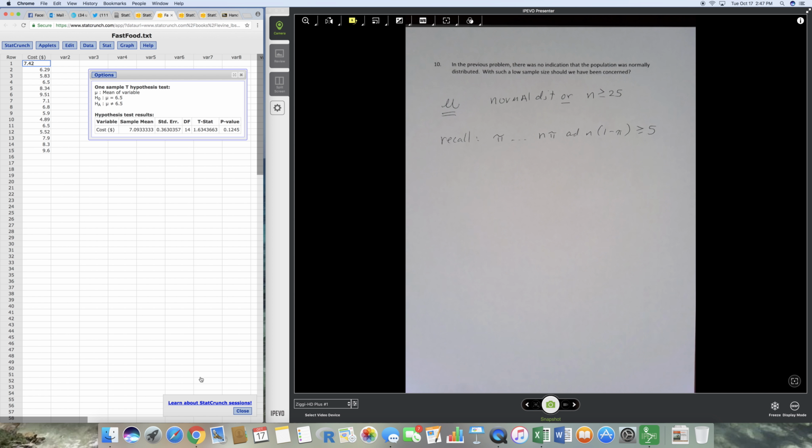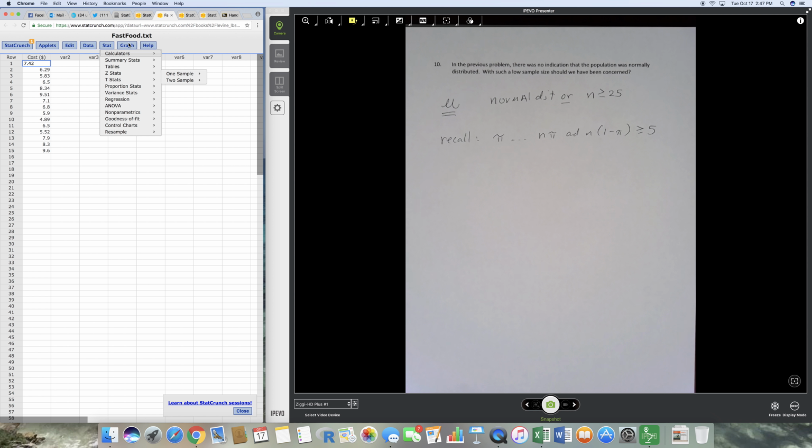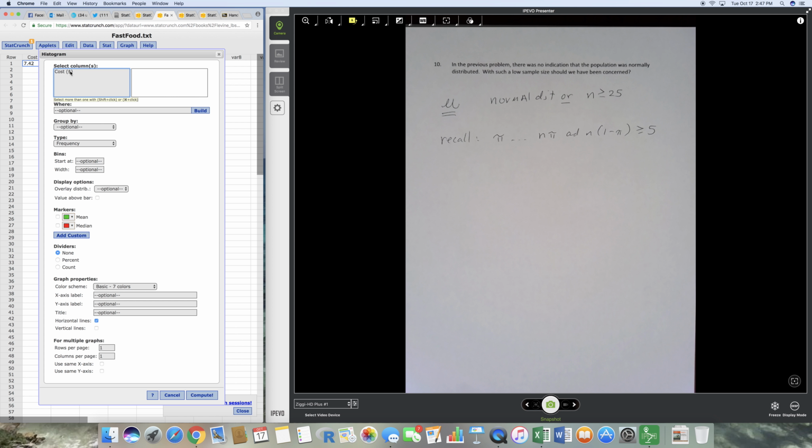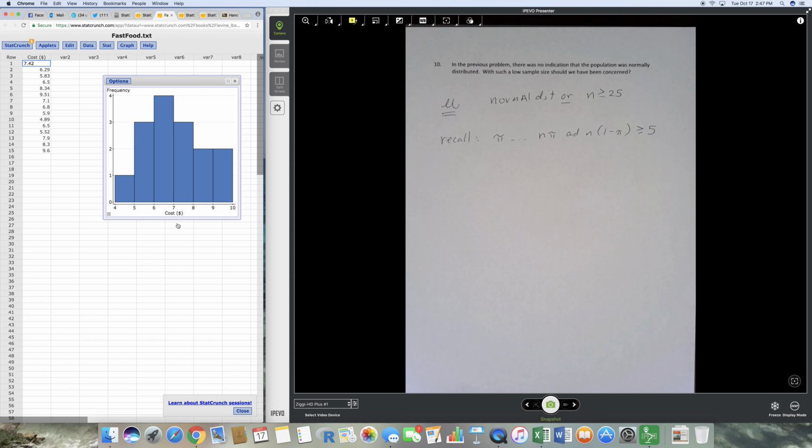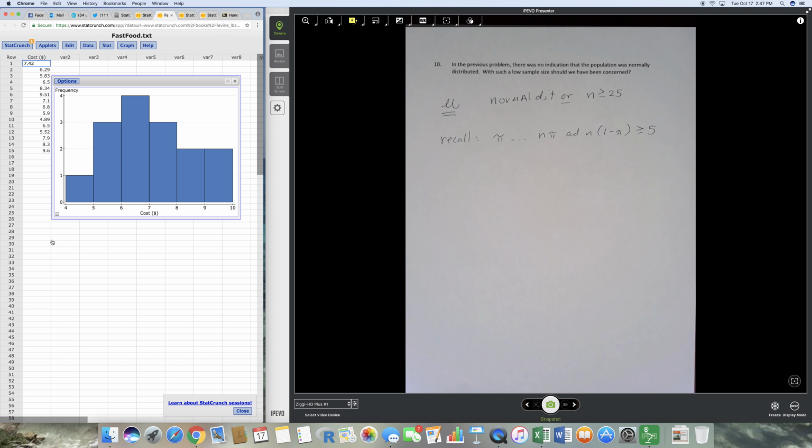So should we be concerned? Well, I don't know. What I would do is I would come over and look at a histogram. So I would go to Graph, and I would go to Histogram and look at the variable, and I would create one. And again, I'm not looking for a normal distribution, because these 15 numbers aren't a population. These 15 numbers are a sample.